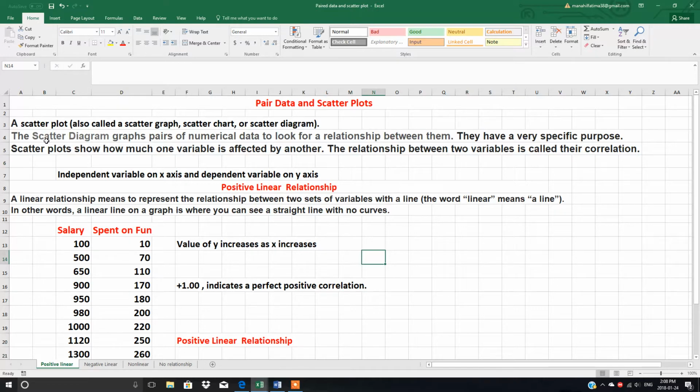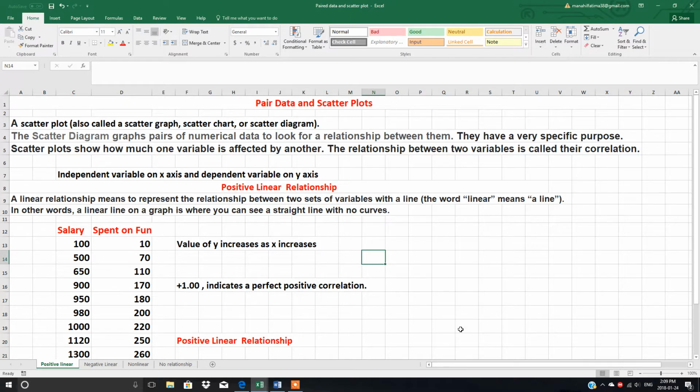A scatter plot is also called a scatter graph, scatter chart, or scatter diagram. The scatter diagram graphs pairs of numerical data to look for a relationship between them. They have a very specific purpose. We use scatter plots to determine if a relationship exists between the two variables and what the relationship is. There are several types of relationships that can exist between the x values and the y values. These relationships can be identified by looking at the pattern of the points on the graph.